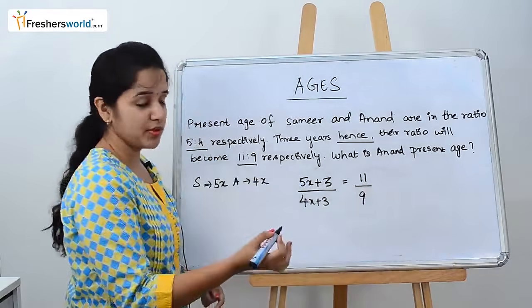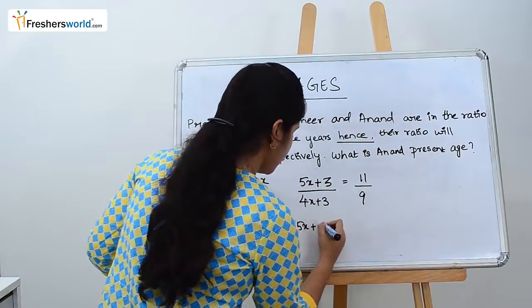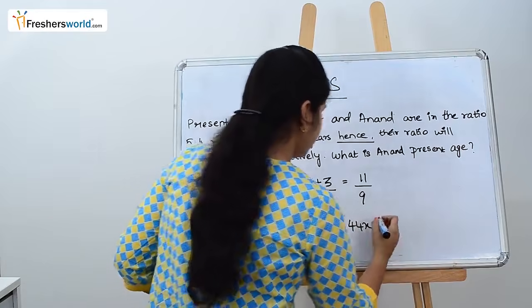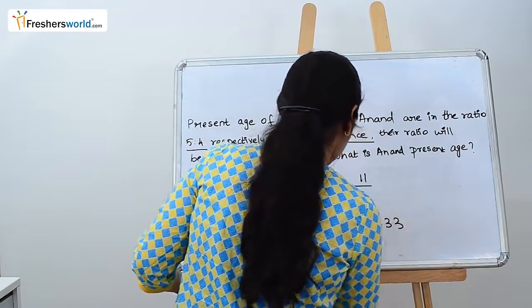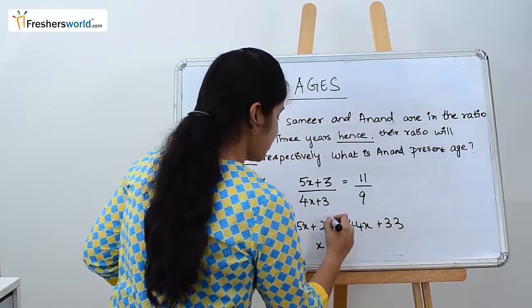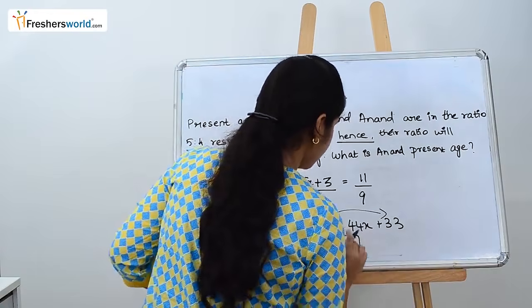So what we have to do is find x. So 45x plus 27 equals 44x plus 33. So 45x minus 44x is nothing but x, and 33 minus 27 is 6. So we know that x is equal to 6.